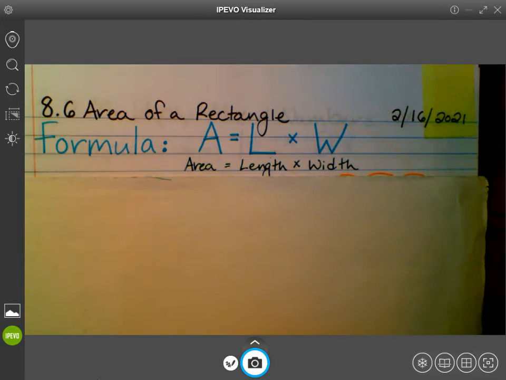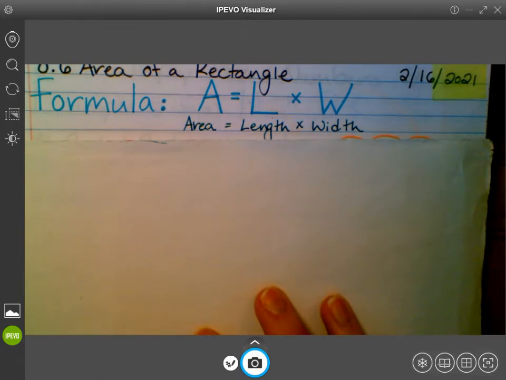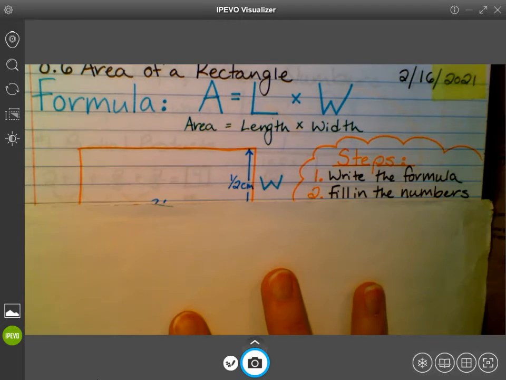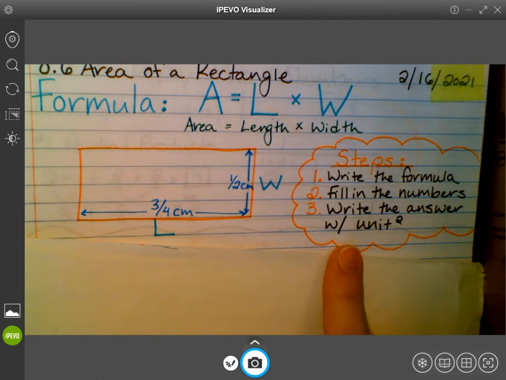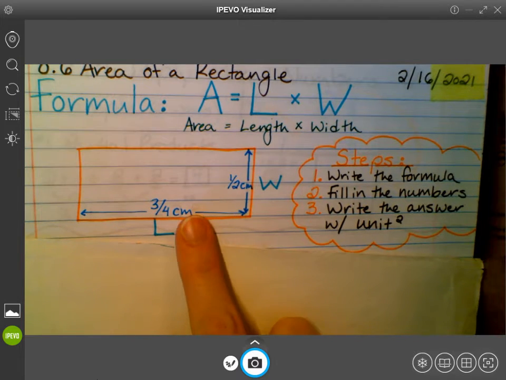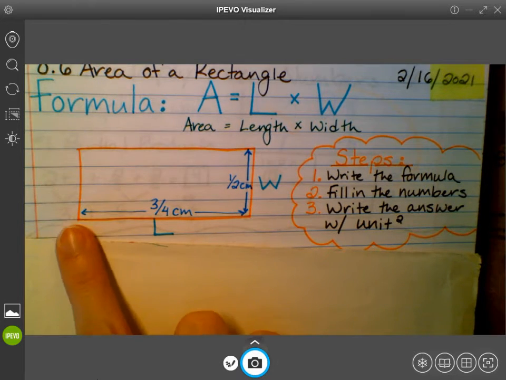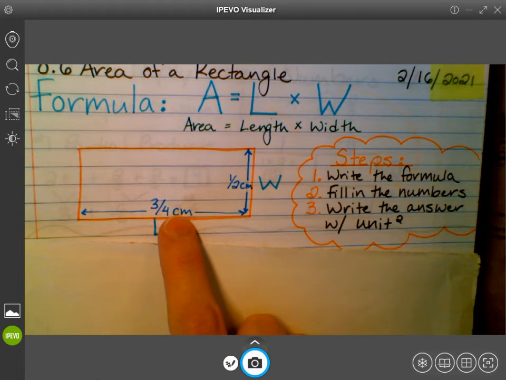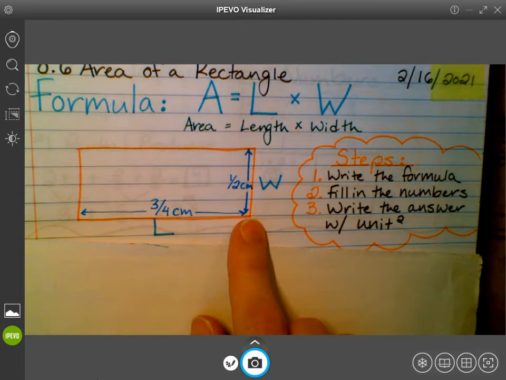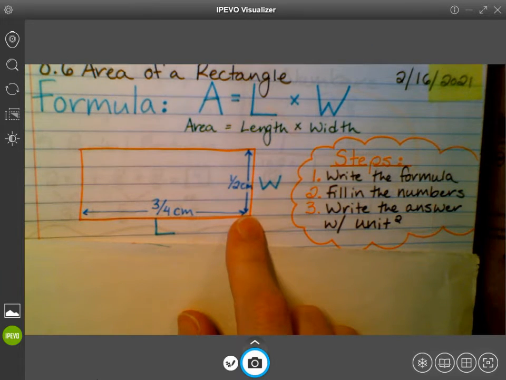Yes. Okay. So, no, we're not doing perimeter today. We're just doing area. So, this is the example we will be using. And you can see I have the steps written off to the right. So, first of all, we have a rectangle. When we look at a rectangle, the part going left to right, that is our length. So we can see in this rectangle, our length is 3/4 of a centimeter. And then our width, going up and down, is 1/2 of a centimeter.